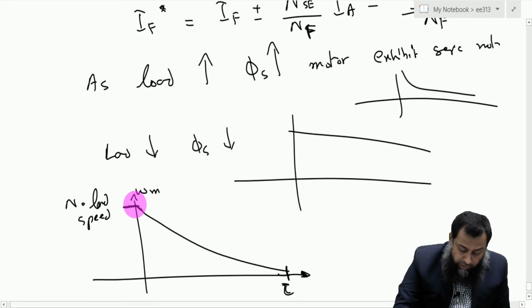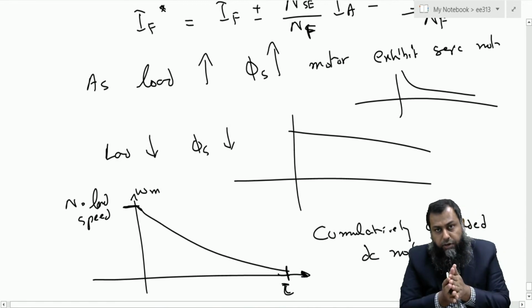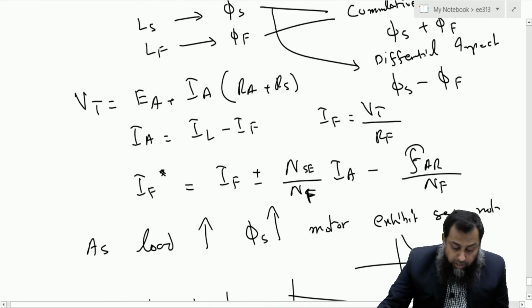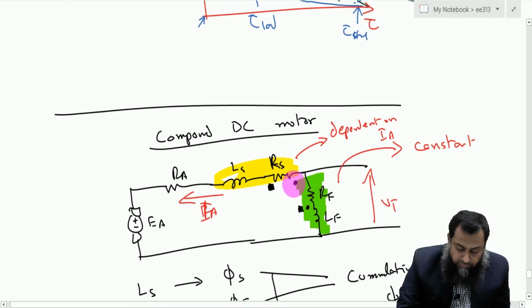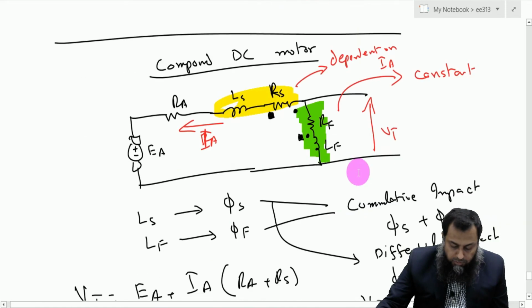Now this is for a cumulatively compounded DC motor, where the field due to the series winding and the shunt winding both join hands together, and that is actually a sum. But what if we connect them in such a way that we have a subtractive polarity, such that the net impact on the field is not a sum of the series and the shunt fields? Let us say that we have a differential compound motor.